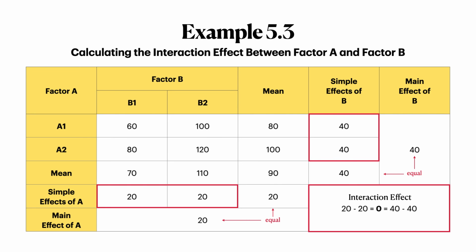All right, and so this just demonstrates what we're talking about there, that the interaction effect is zero, regardless of how we calculate it, whether we take the difference between the simple effects of A or the difference between the simple effects of B, we get the same value. So in this example, we have a situation where the two factors do not interact in terms of their impact or effect on the response. The interaction effect is zero.